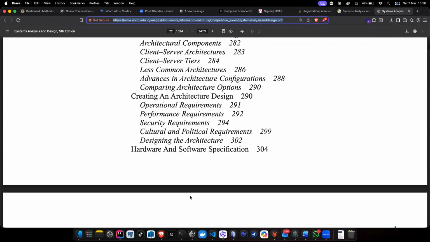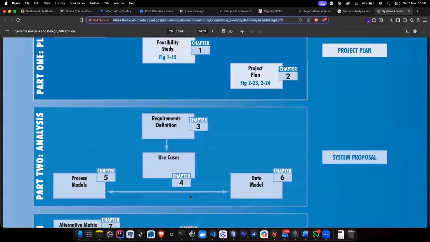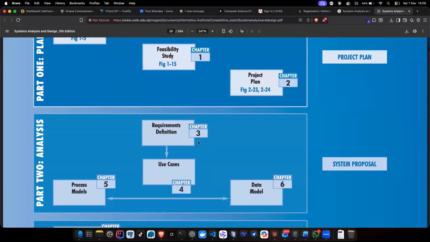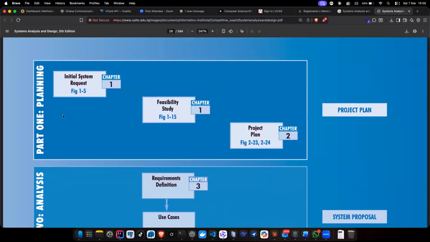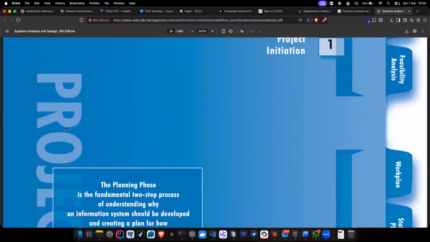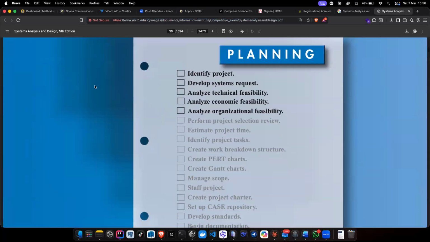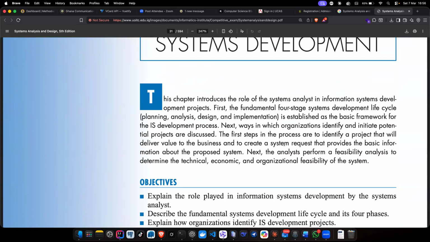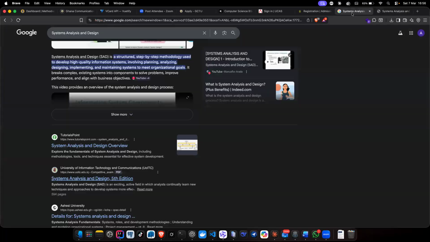So when you come down here, you could see that the initial planning is here, and so you're going to look at part one, which is the project planning. So the project plan, as you could see, you identify the project, you develop the system request, which is going to give details, then you provide all the feasibility. All of this you guys need to do. So this is actually a book that will guide you to develop all of them.